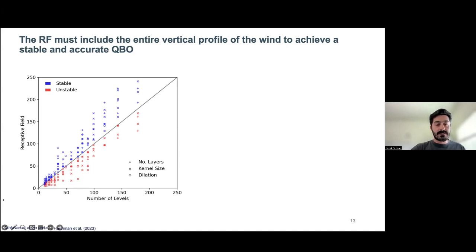And actually, this is also consistent with an observation from a paper by Steve Hardiman and Adam Scaife from the Met Office, that in an emulation of the gravity wave, they also see a dilated CNN outperforms the other architectures. So the results that we have here provide some explanation for that observation.